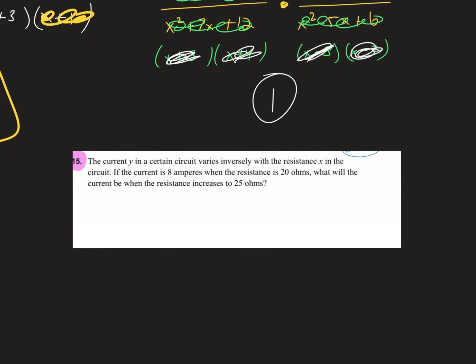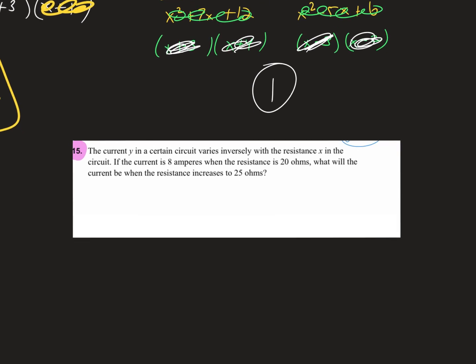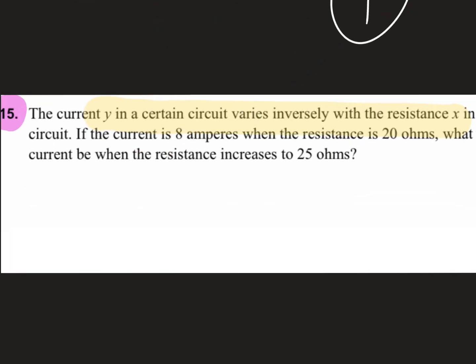Okay, guys, on your test tomorrow, you will have a word problem, so don't be upset or freak out or anything like that. Just read the information they give you and kind of decipher it. Remember, time is always going to be talking about the x-axis, so your x variable. But in this question, it says the current Y in a certain circuit varies inversely with resistance. So they're telling you a lot of information right here. First of all, they're telling you that Y is the current. And they're telling you that X is the resistance.